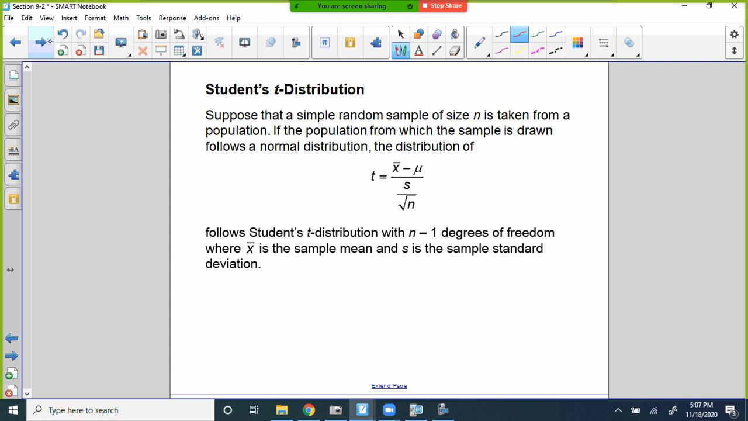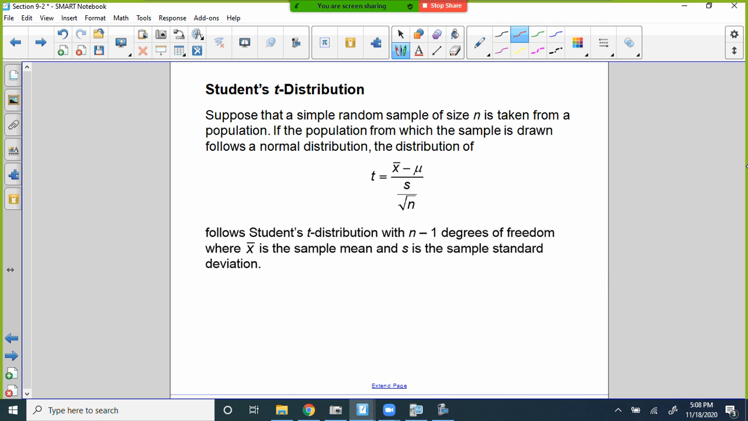So a student's T distribution, if we were to calculate the T value by hand, it would be X bar minus mu, that mean of the population, divided by S divided by the square root of n. Now, mu is the population mean, X bar is the sample mean, right? And S is the sample standard deviation. So we could come up with a T value, okay? So what does a T value look like?